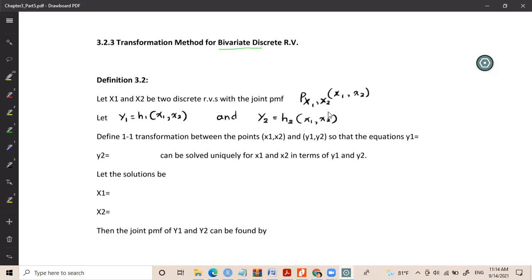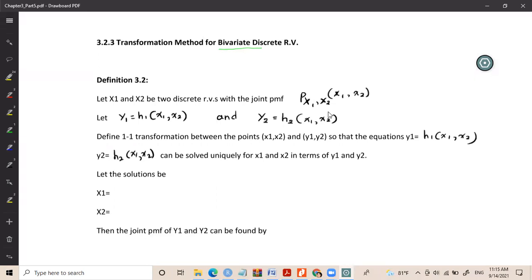Let's show the equations. What is the equation for Y1? H1 of X1, X2. And what is Y2? H2 of X1, X2. They can be solved uniquely for X1 and X2 in terms of Y1 and Y2. That's okay. So that means if you have Y1 equals a function of X1 and X2, Y2 equals another function of X1 and X2, but they can be solved and you can write X1 in terms of Y1 and Y2, and X2 again in terms of Y1 and Y2. That means they are the corresponding inverse functions.